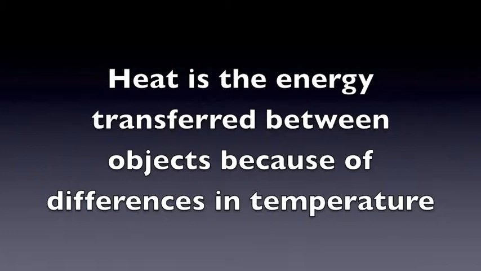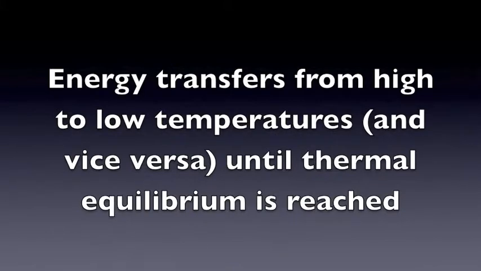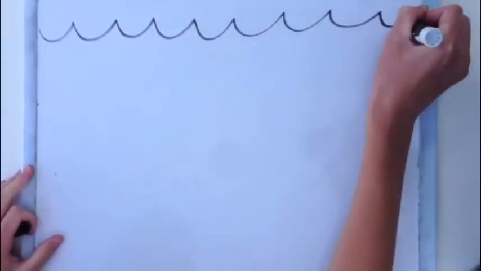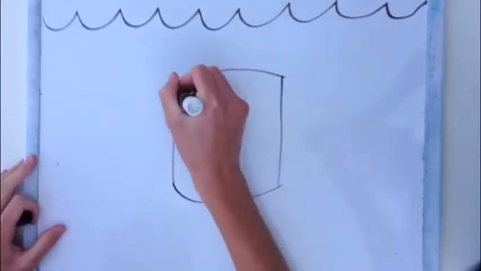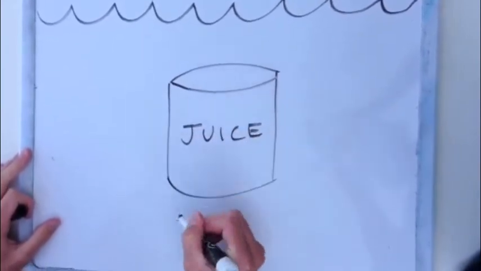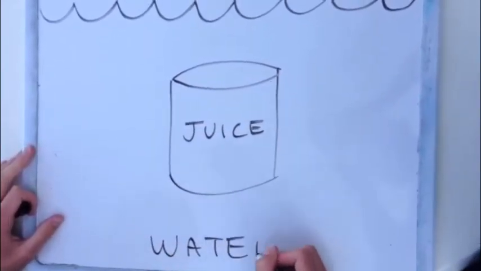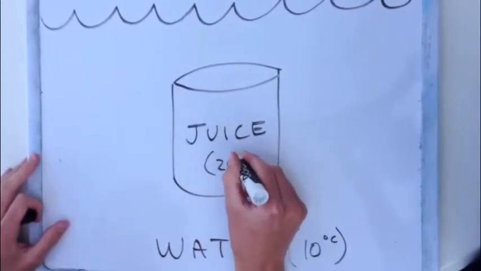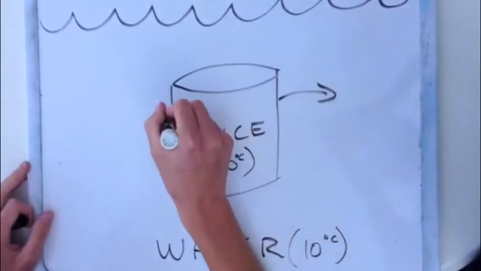Heat. Heat is the energy transferred between objects because of differences in temperature. Energy transfers from high to low temperatures and low to high temperatures until thermal equilibrium is reached. Say you had a can of juice that is 20 degrees Celsius sitting in a pool of water that is 10 degrees Celsius. Due to the difference in temperature, heat is given off from each substance until the temperature between them is equal.